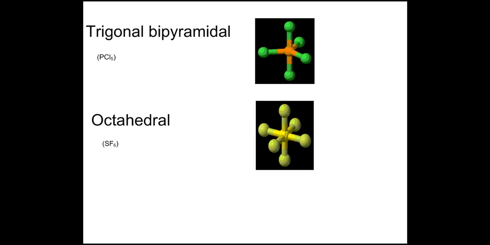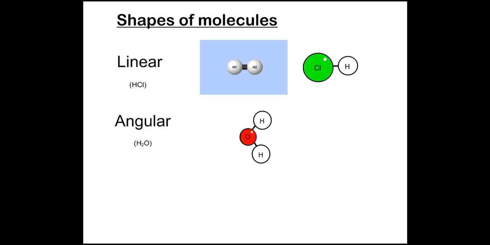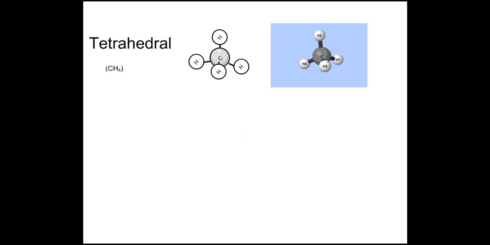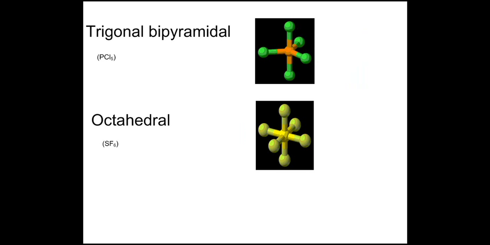So to round up again, we have highlighted the shapes of molecules. We have a linear molecule, which is any two atoms that are joined together. We have the angular molecule, the best example being water. We have a trigonal planar molecule, BF3. We have a pyramidal molecule, which is ammonia, NH3. A tetrahedral molecule, which is CH4 or methane as we know it. A trigonal bipyramidal molecule, an example being PCl5, and an octahedral molecule, SF6. So that will be the basics of the different shapes of molecules that we will be discussing.